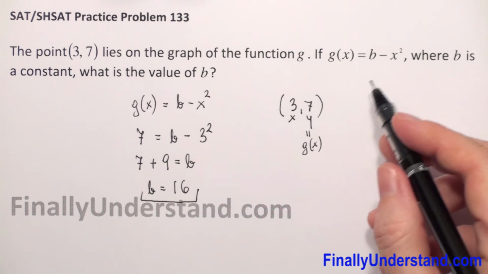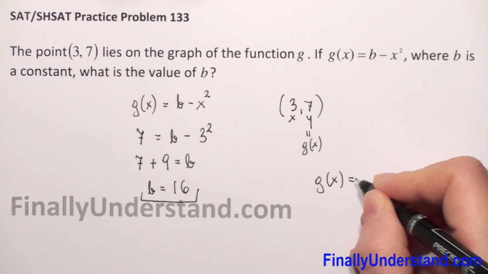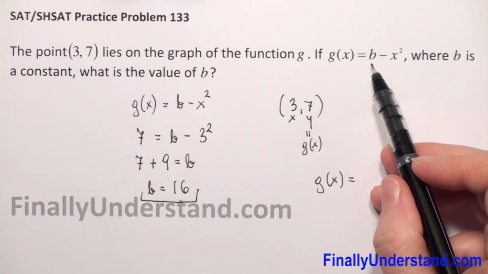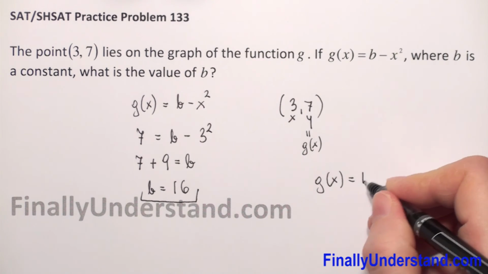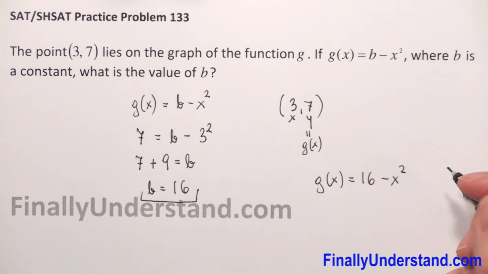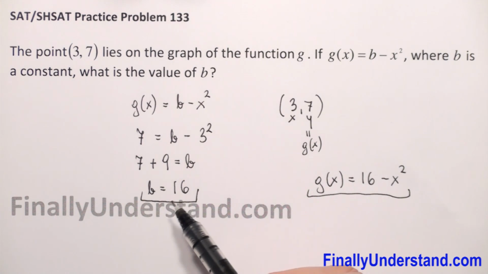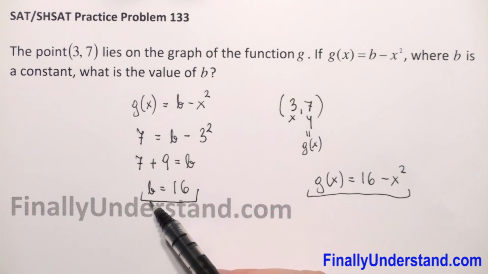So now we can write our function g of x, that this is b, we will substitute by 16, and the rest we copy, minus x squared. So this is our function g. We found the value of unknown b. This is my solution.